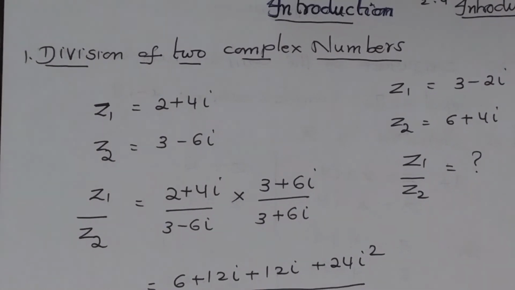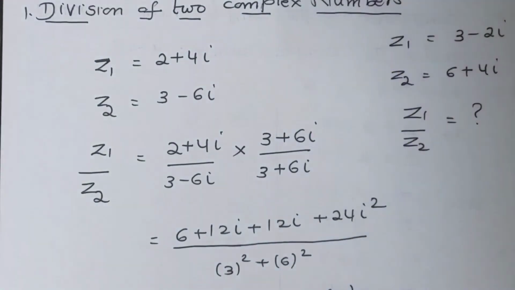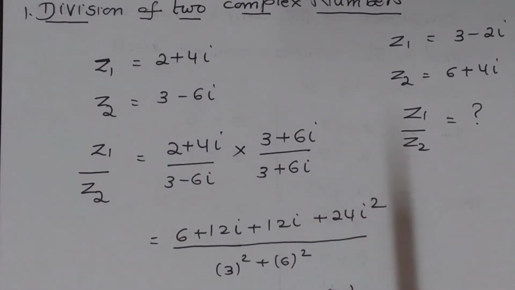Okay, for example, z1 is a complex number given as 2 plus 4i. Example I am telling, so many examples you can take. z2 is equal to 3 minus 6i. Now I want to divide z1 and z2. So z1 by z2 is equal to (2 plus 4i) by (3 minus 6i) into the complex conjugate of the denominator. So in division of complex numbers, you multiply both numerator and denominator by the conjugate of the denominator. Here what is the denominator? 3 minus 6i. So what is the conjugate of the denominator? 3 plus 6i. So you should multiply both the numerator and denominator by 3 plus 6i.